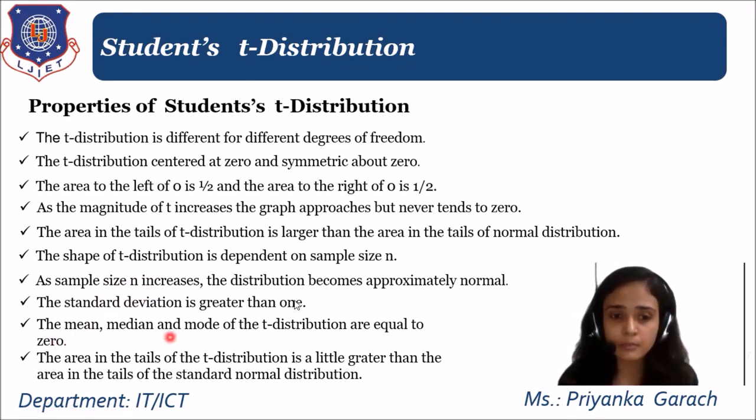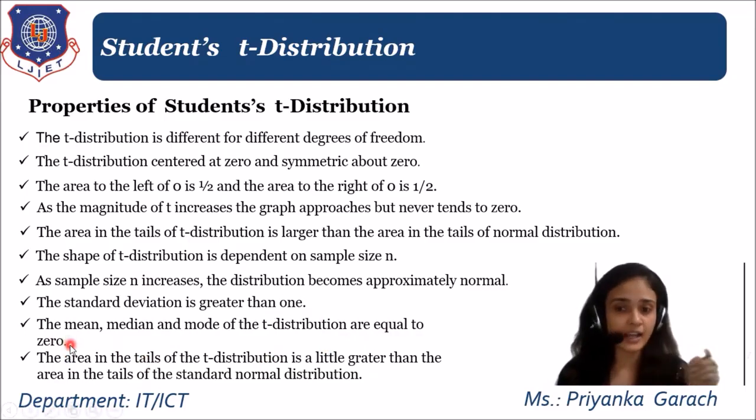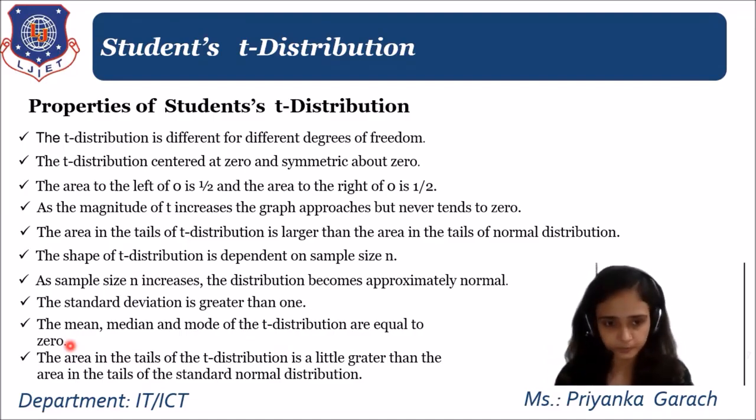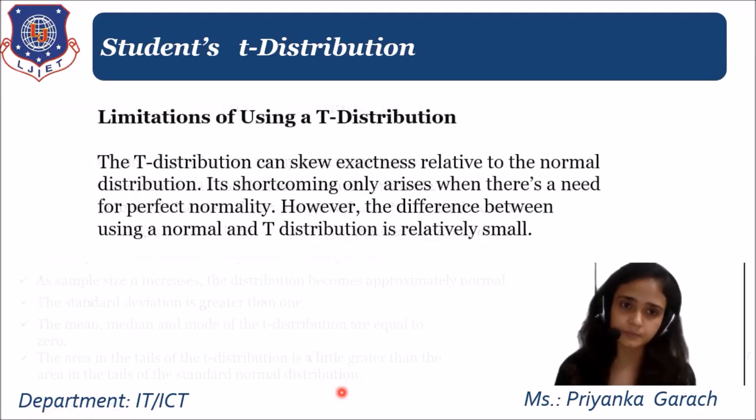So over here, the mean, median and mode of the t distribution are equal to 0. Why is it equal to 0? I have told you that for a symmetrical distribution, the mean, median and mode lie at the middle point. This concept we have seen during skewness and kurtosis in unit number 2. And also the area in the tails of the t distribution is a little greater than the area in the tails of the standard normal distribution. So this is the main difference between the normal and the t distribution.